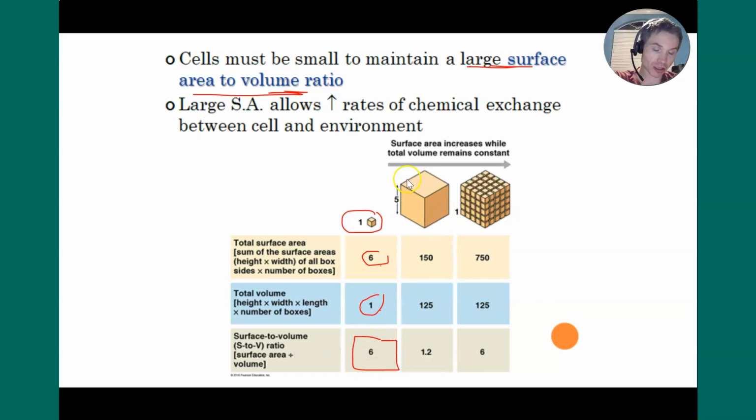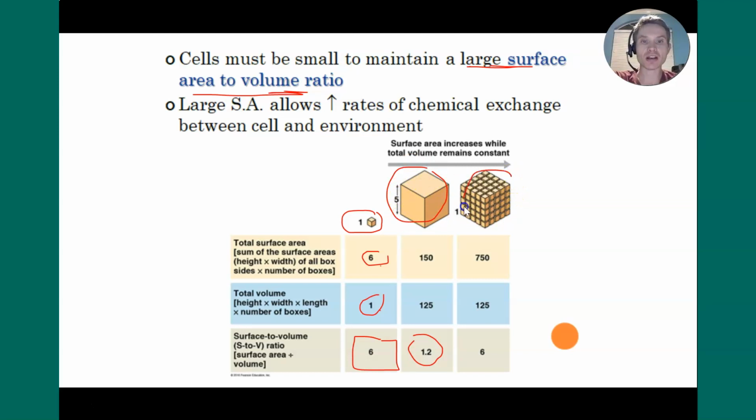Whereas if we look at a larger cube here, a 5 by 5 by 5, even though it's larger, it has a larger surface area, it has a larger volume, but when you divide these two, you end up with a surface area to volume ratio of 1.2. Notice that the 1.2 is much smaller than the 6. Even though this cell right here is smaller, it is more efficient at moving the necessary material in and out of the cell. So that could include raw materials such as food, water, or oxygen, and the removal of waste or carbon dioxide.